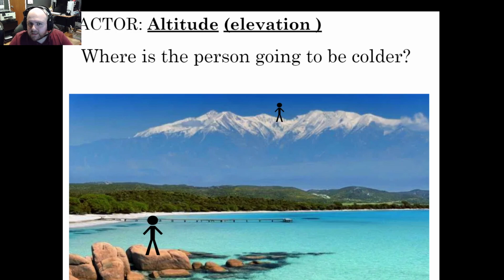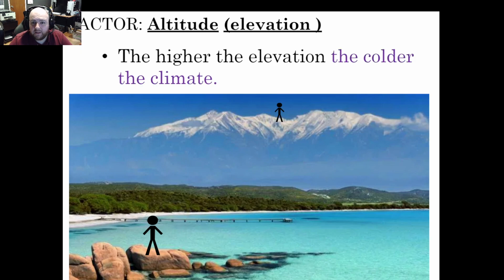Which person do you think is going to be colder? Hopefully you said this guy up here, and that would be correct, because he's up in the mountains at a higher elevation. So write this down in your notes: the higher the elevation, the colder the climate.